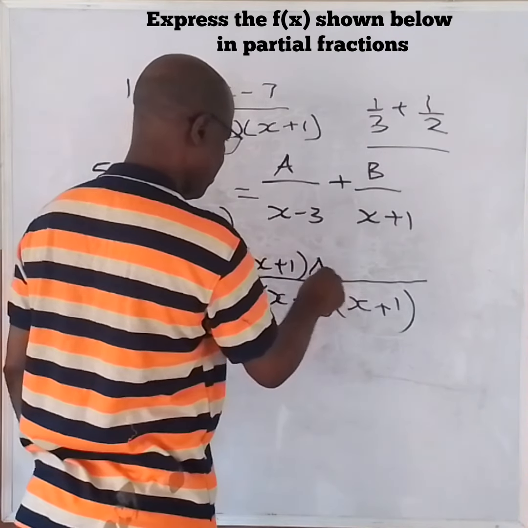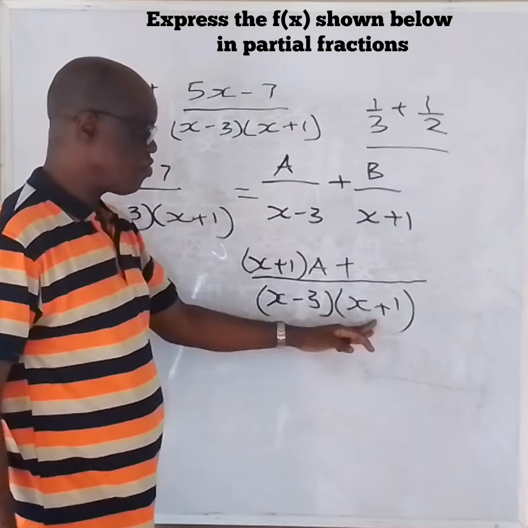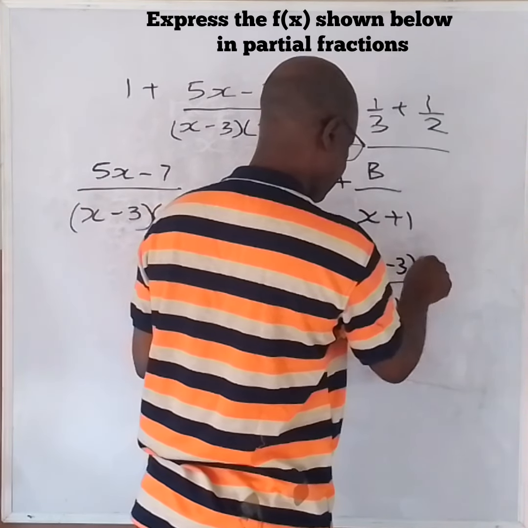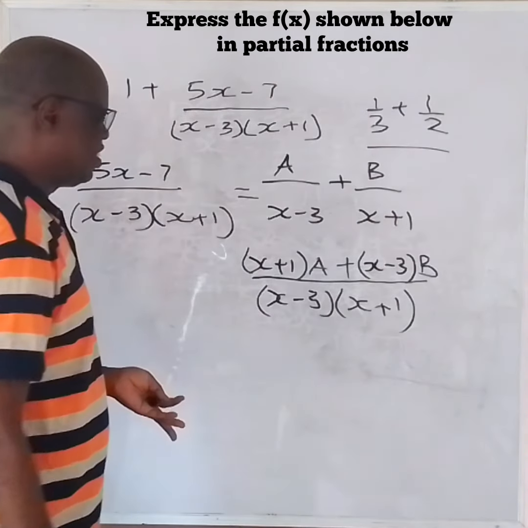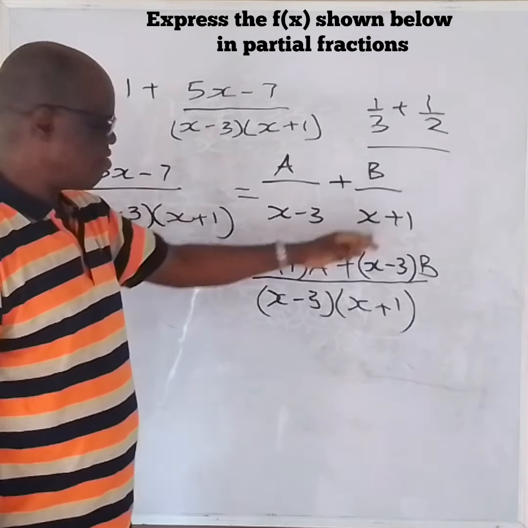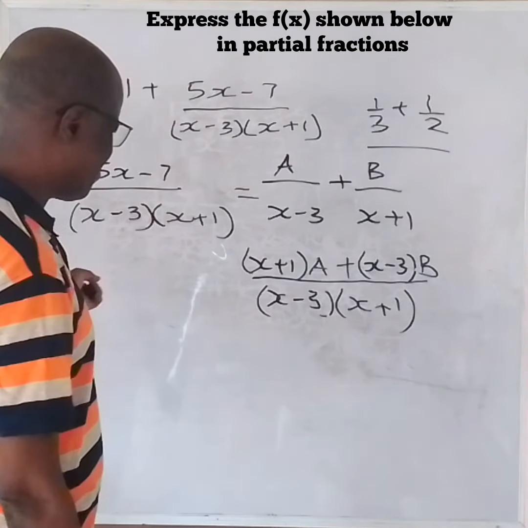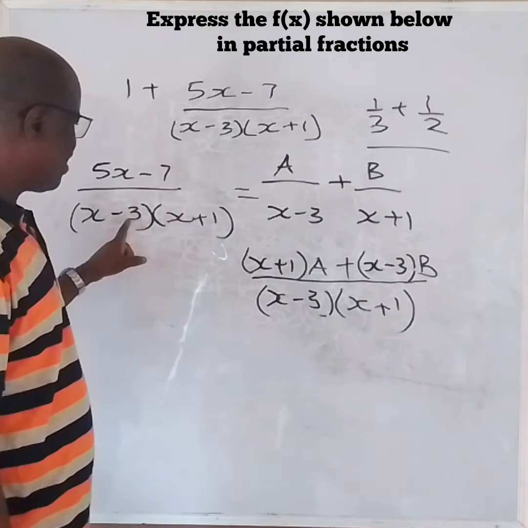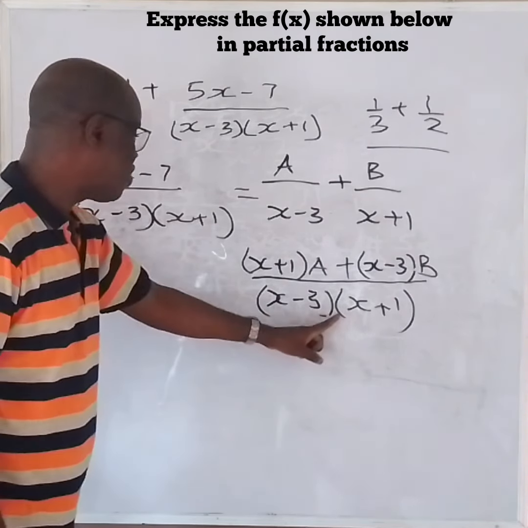then you have your A, plus the same thing here, x plus 1 will cancel. You have x minus 3. So once you divide, you multiply by A, you have this. You divide this, you multiply by B, you have this. So what you have now is this. You now observe that x minus 3 in brackets, x plus 1 in brackets is the same thing here. So the denominator is the same.